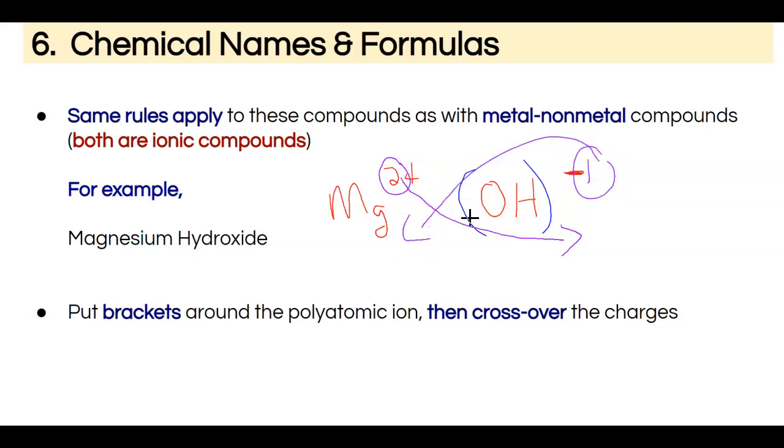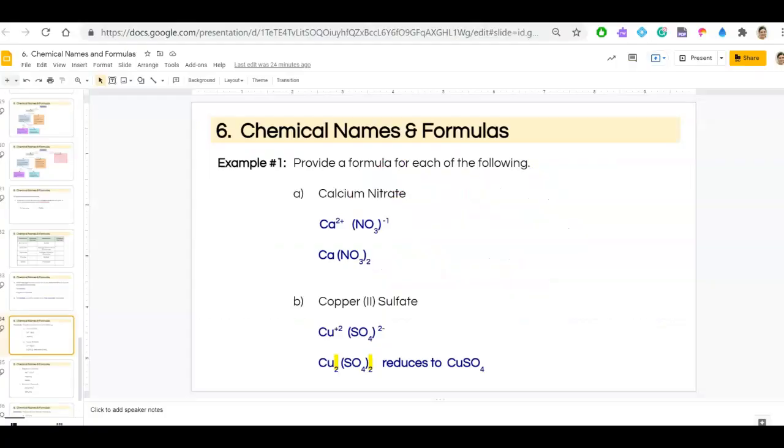And so what do we end up with as a result? Mg bracket OH bracket 2. And remember, if it's a 1, we could put the 1 there, but typically we don't. That 2 right here is just getting crossed down and outside the brackets. Okay, so the process is the same as what we would use for any ionic compound, except that we're going to put brackets around our polyatomic ion.